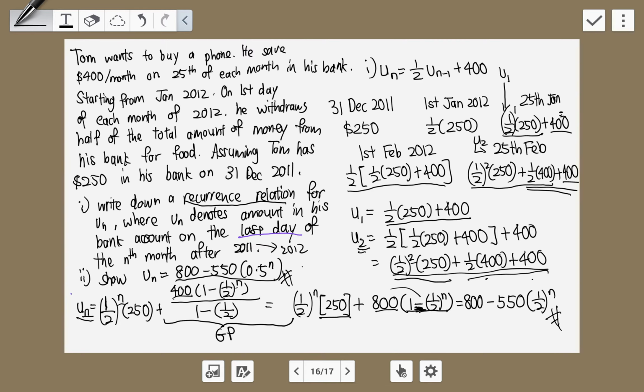Okay, so I'm going to get to the other part of the question. I'll just keep this. I'll just skip this. So this equation will be pretty useful later. Okay, so let's see.